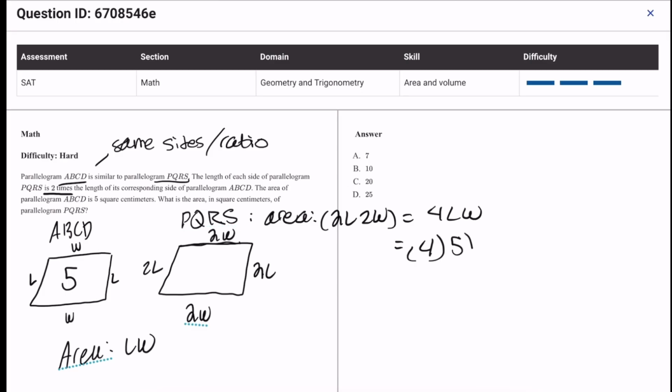So we can set this to equal area. We're given length and width already. So I did 4 times 5, which is the area of ABCD because we're given what length times width is, and times 4, and that is equal to 20.